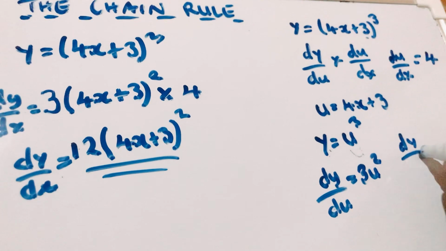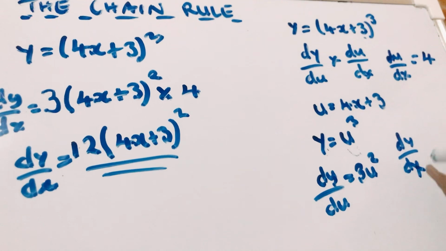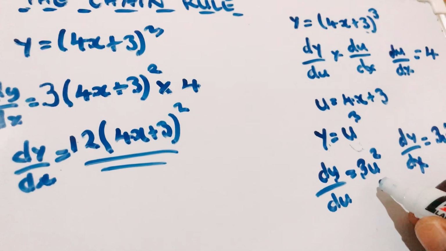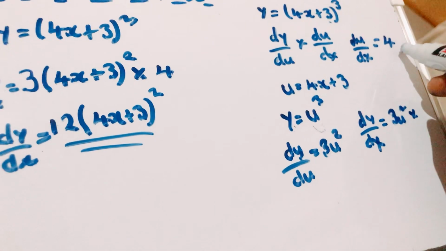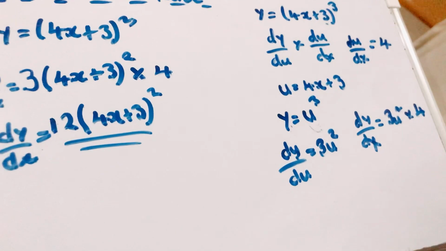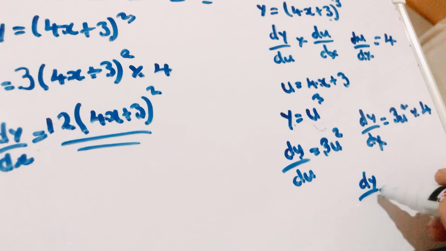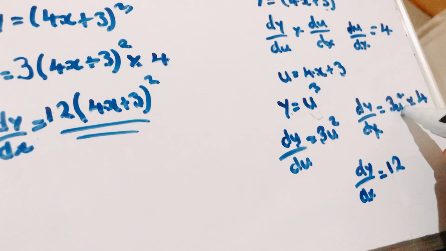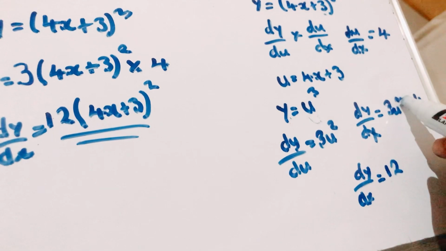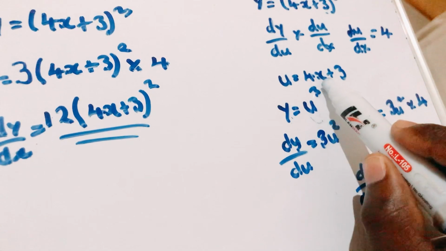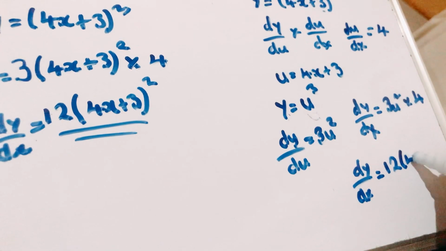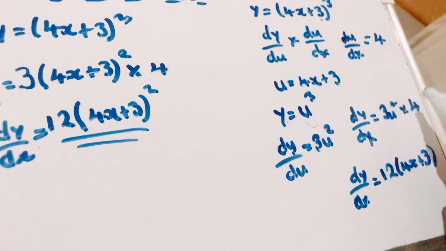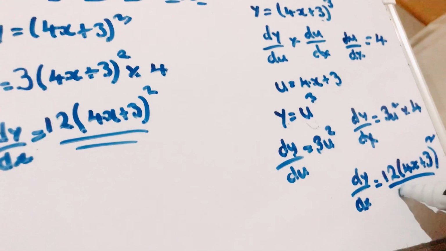So dy dx will be equal to 3u squared, this function over here, multiplied by that 4. So 3 times 4 will be, go down this side, dy dx, we multiply 3 and the 4, this is equal to 12. And then it's going to be u squared. But instead of saying u squared, our u is 4x plus 3. So we're going to say 4x plus 3, close bracket, raised to the power, since u is raised to the power 2, squared. And that's our final solution.